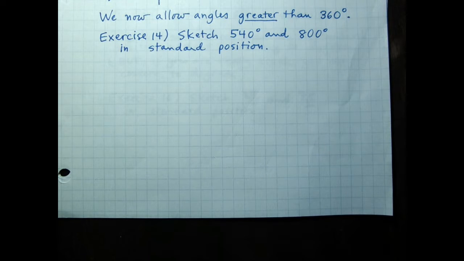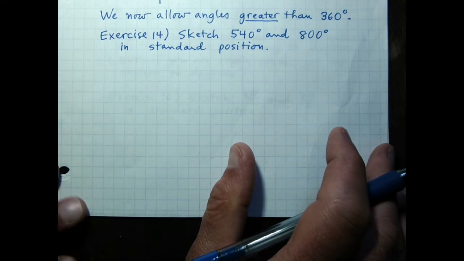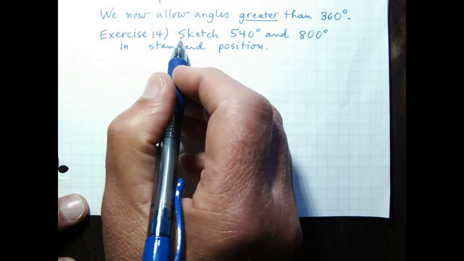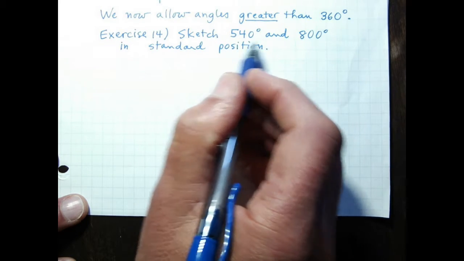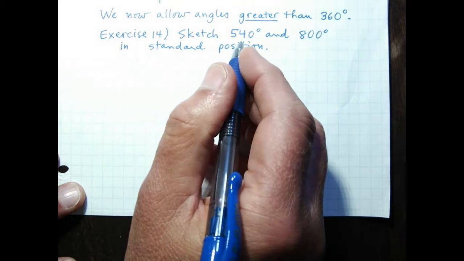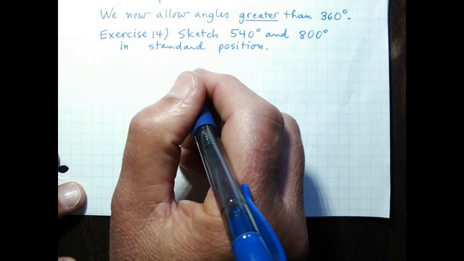So we are continuing with our discussion of angles in standard position. We will now allow angles that are greater than 360 degrees. So we want to be able to sketch angles greater than 360 in standard position. We're going to do exercise 14 here, sketch 540 and 800 in standard position. Now, we've got to figure out how much more these angles are than 360.